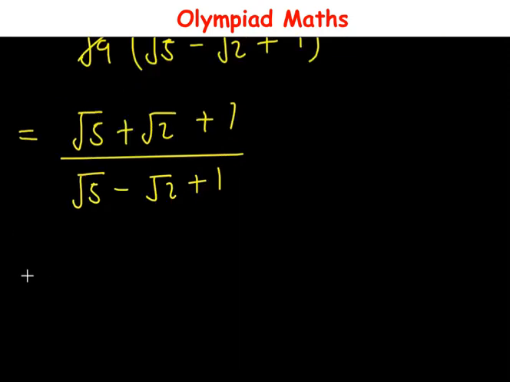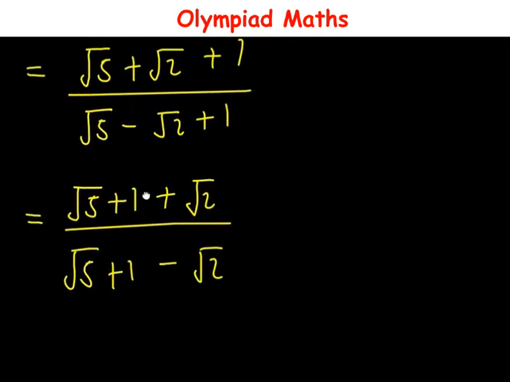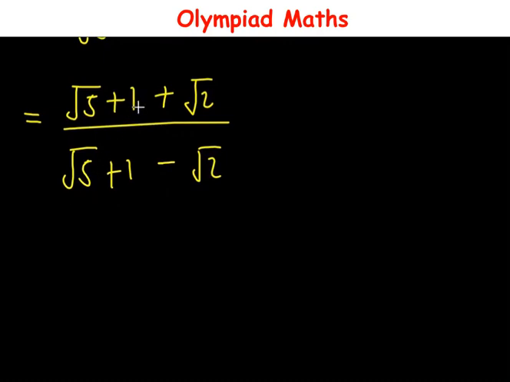To then simplify this further, this equals, move plus 1 to meet root 5. This becomes root 5 plus 1, then we are left with plus root 2, all divided by, also move plus 1 to meet root 5. This becomes root 5 plus 1, minus root 2. Now from here, we are going to multiply the numerator and the denominator by the conjugate of this. Now the conjugate of this is simply root 5 plus 1 plus root 2.